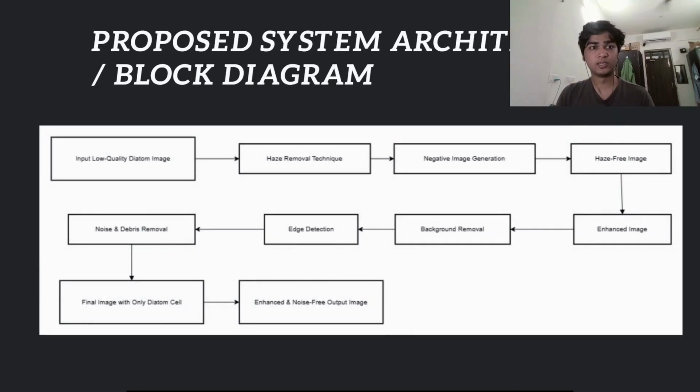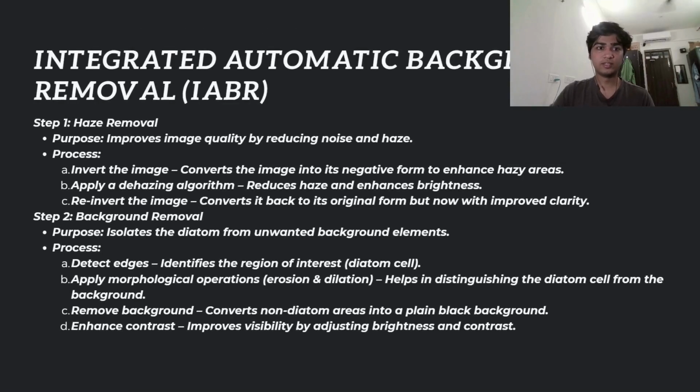So this is the proposed architecture of our IABR solution. And now I'll be explaining the working of IABR. It works in two steps. First is haze removal and second is background removal. In haze removal, we improve the image quality by reducing noise and haze. First, it converts the image to its inverted negative form. Second, it applies a dehazing algorithm which reduces haze and enhances brightness. And then it inverts the image into its original form, but now with improved clarity.